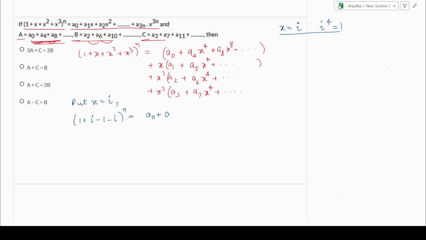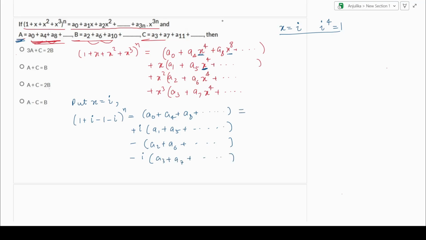What are you getting here now? a naught plus a4. See, i power 4, i power 8, they are all 1. So see how beautifully I'm getting just capital A. Similarly, instead of x you are going to put an i. What happens to the rest? Again, you see that all are powers that are multiples of 4, so you are going to get the same thing. Similarly, the next is negative 1, so I'm going to write negative a2 plus a6, and so on, and the last one is minus i, a3 plus a7, and so on.